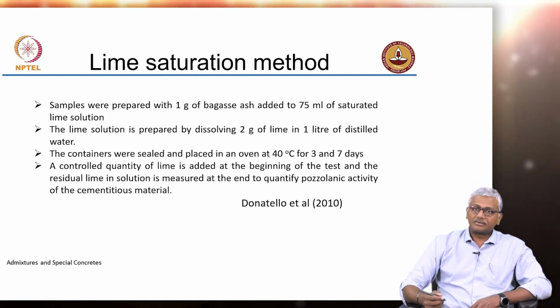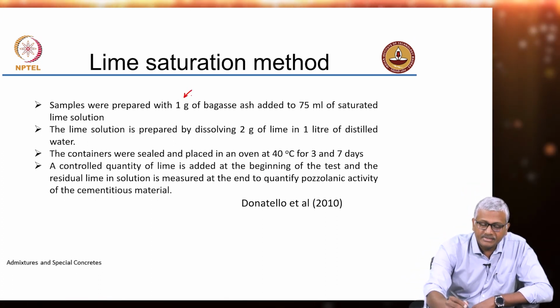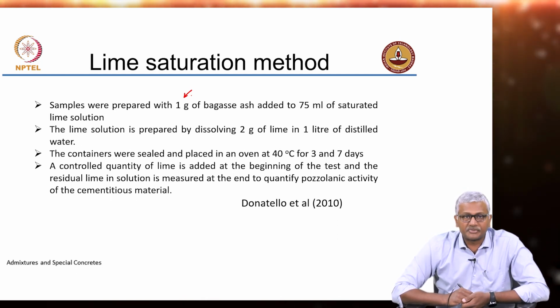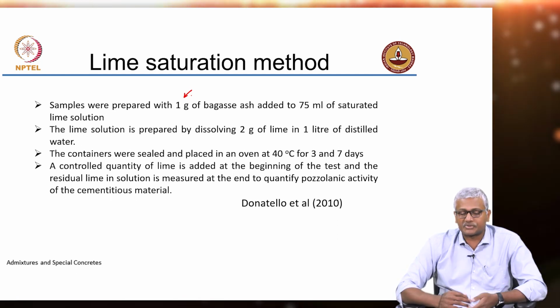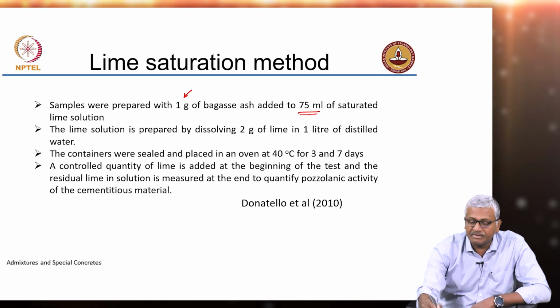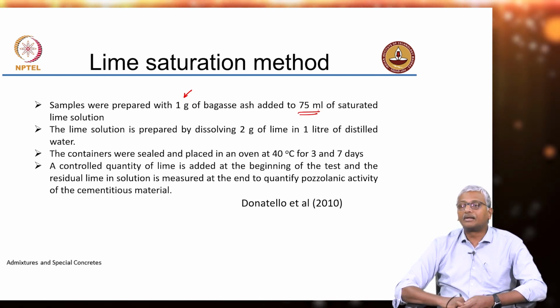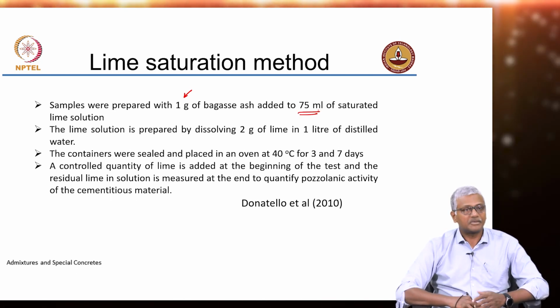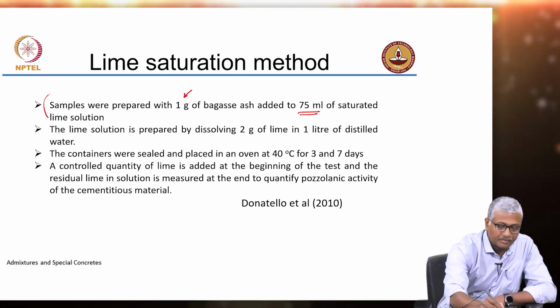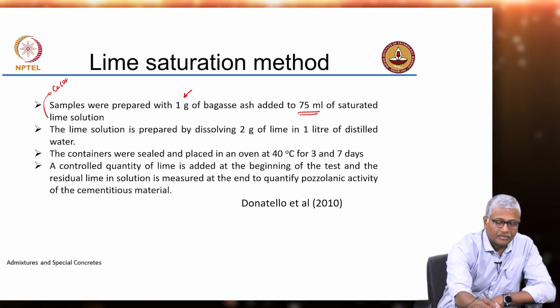Now, the other simple method is called the lime saturation method. So, you take a small quantity of your supplementary material or supplementary cementitious material, in this case just 1 gram of bagasse ash was taken, and that was added to 75 milliliters of saturated lime solution. Lime is essentially calcium hydroxide, okay, lime is calcium hydroxide.